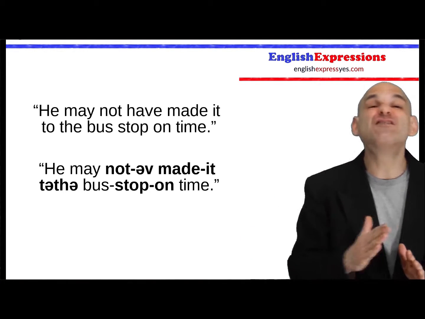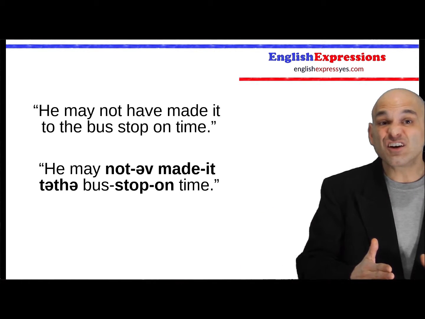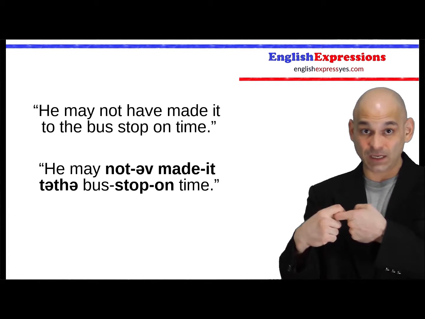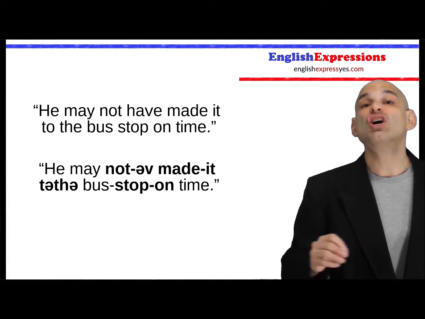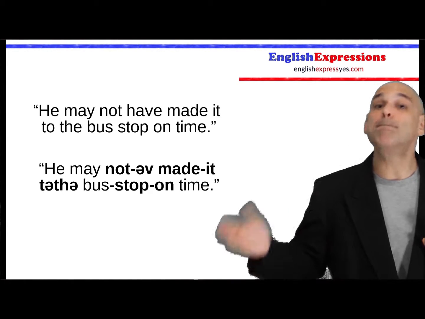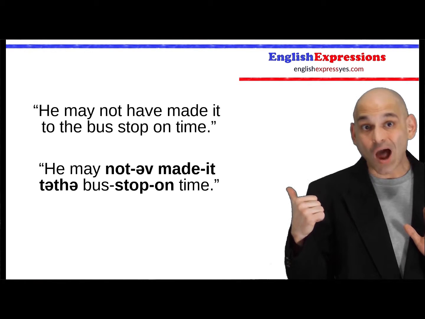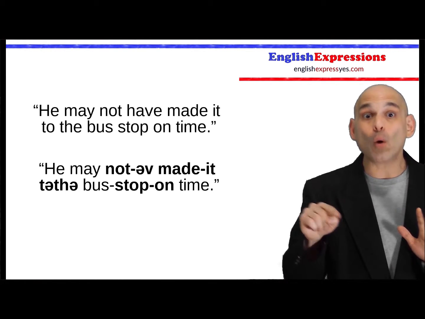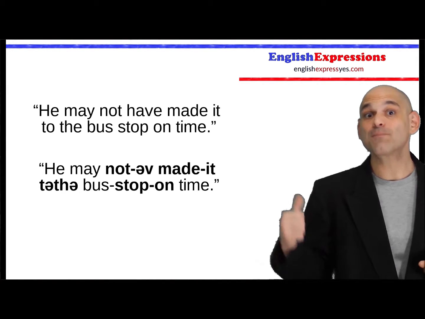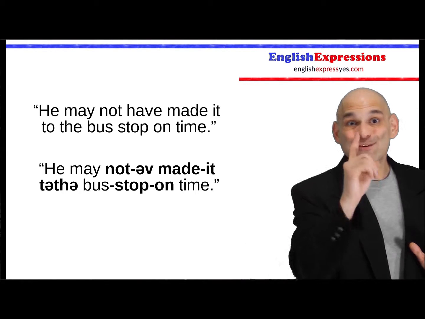So here we say may not have, okay? So he may not have made it, made it, okay? The D and the I link to the, okay? Schwa, to the bus stop on, and the P in stop links on to the O and on, pawn, time. Okay, so here notice, made it is like one word. Bus stop on is like one word.